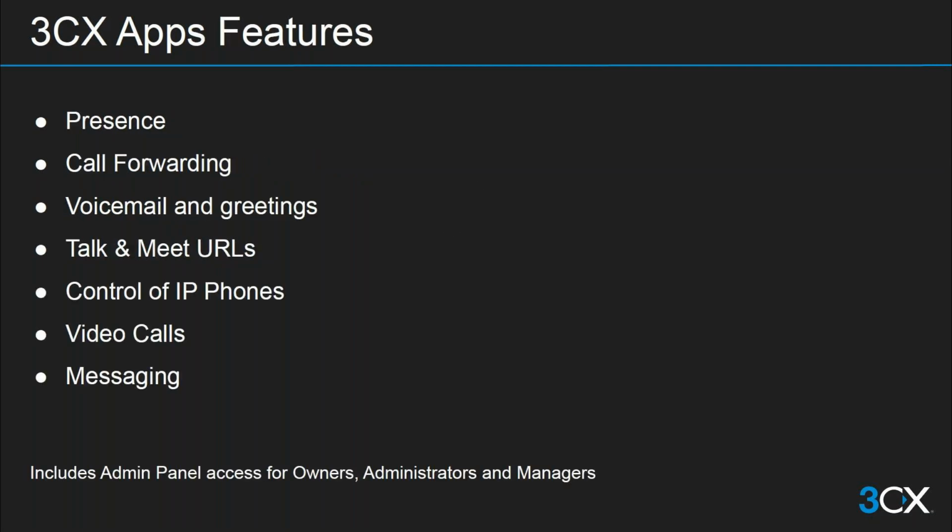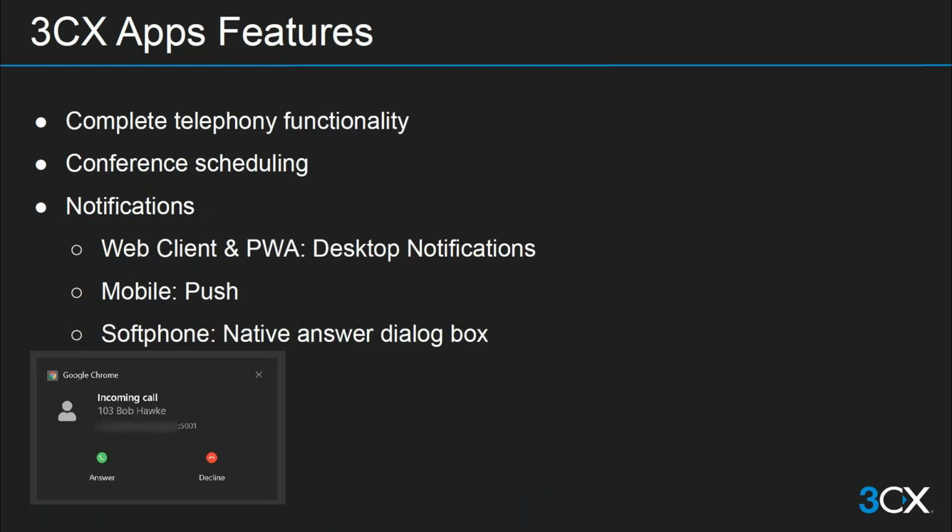The 3CX apps features give you presence information of your team. They allow you to have call forwarding enabled, voicemail and greetings, talk and meet URLs, control of IP phones, video calls, and messaging. They offer complete telephony functionality, conference scheduling, notifications. The web client and progressive app offer desktop notification. The mobile phone offers push notification, softphone, native answer dialog box.